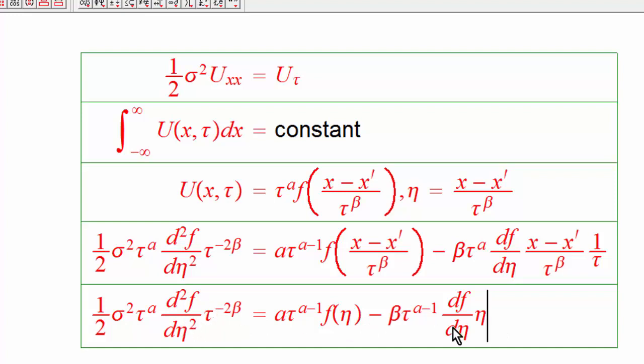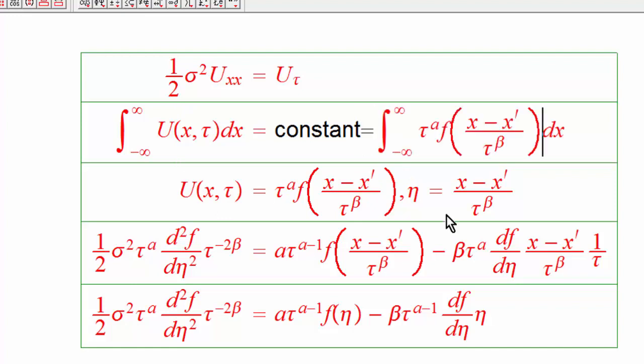Now, I've got it's like a second derivative here. What can we do? Oh, well, I haven't used this piece yet. If I integrate over all the x's, this has to equal a constant for all time, so it can't change as time goes on.